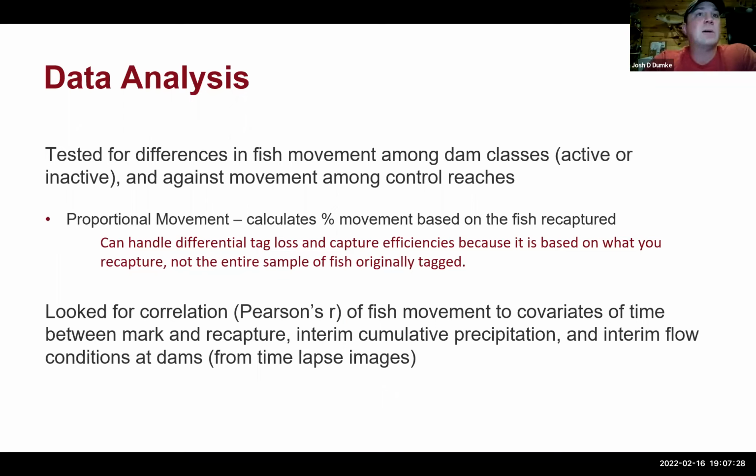Next. For our data analysis, we tested for differences in fish movement among dam classes, whether they were active or inactive dams, and against movement among the control reaches. We used proportional movement, which calculates the percent of fish moved based on the fish that are recaptured. This can handle differential tag loss and capture efficiencies because it's based on what you recapture, not the entire sample of fish originally tagged. Then we looked for correlation of fish movement to covariates of time between mark and recapture, the interim cumulative precipitation, and interim flow conditions at dams from the time-lapse images. Next.